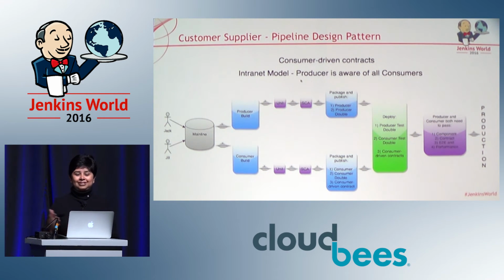When the producer is aware of all the consumers. This is like the intranet model: if I'm the producer, I'm aware of who my consumers are, so my consumer can drive the contract with me. However, when the contract fails, neither the producer goes to production nor does the consumer. We say, okay, everybody go back, fix yourself, come back and try the contract again.